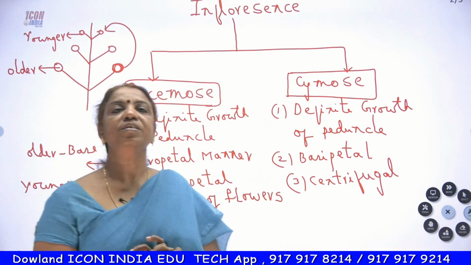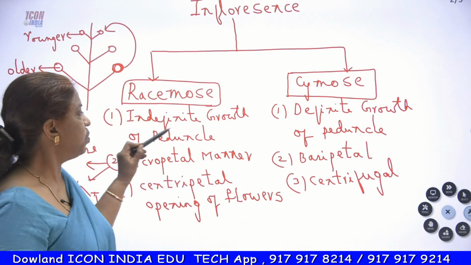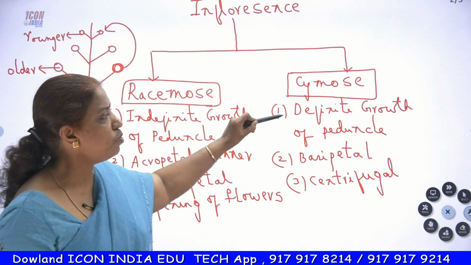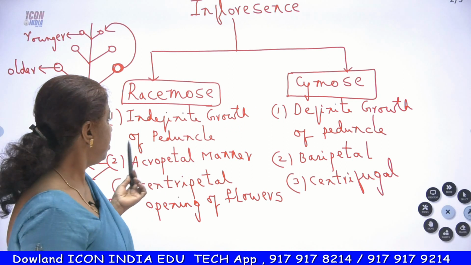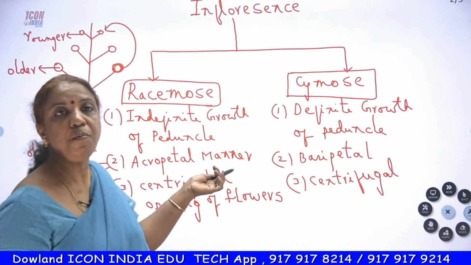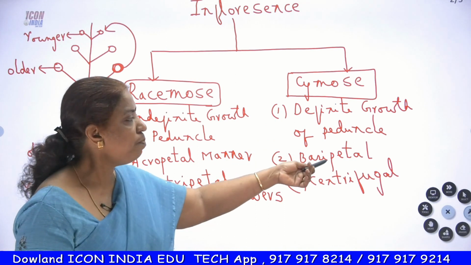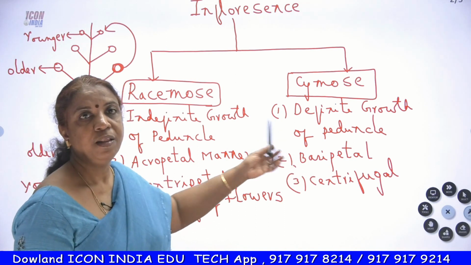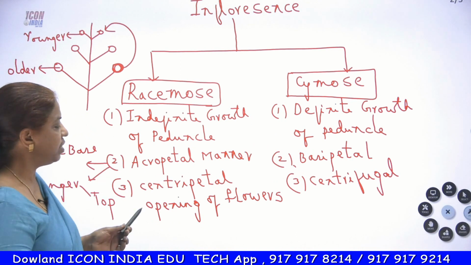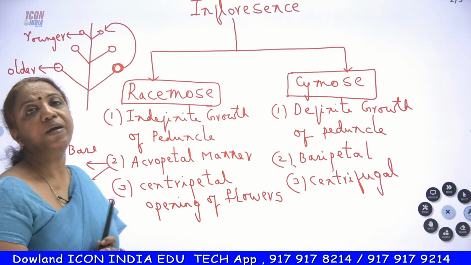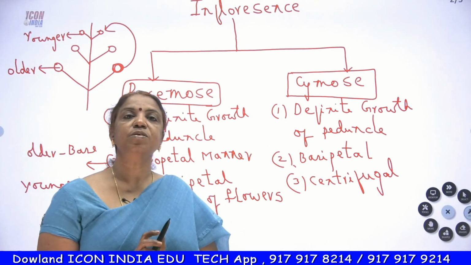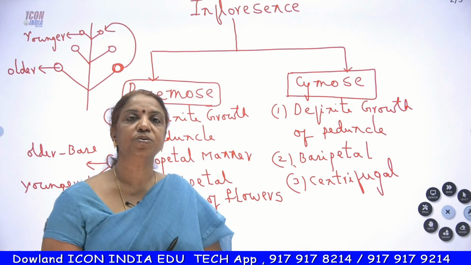So in the case of racemose, the growth of the peduncle is indefinite. In the case of cymose, it is definite. In racemose, the arrangement of flowers is acropetal. In cymose, it is basipetal. The opening of flowers in racemose is centripetal, that is, older flowers open first and then it goes to the younger ones.